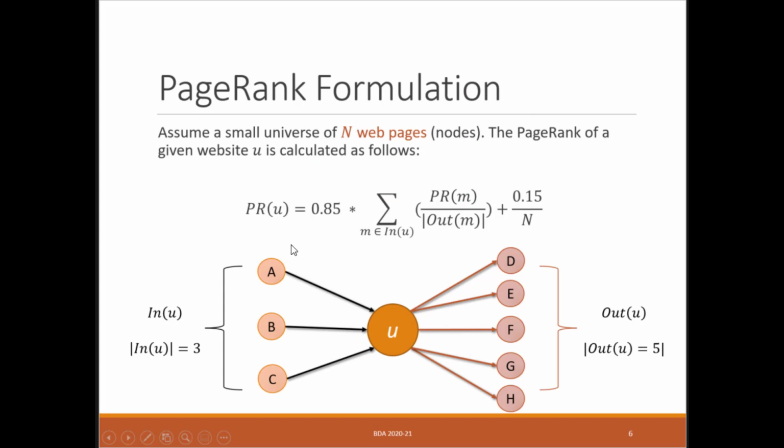For instance, this figure here shows a given node U. In(U) determines a set of three nodes A, B, and C linking to U. Similarly, Out(U) is a set of 5 nodes D, E, F, G, and H. In this example, as shown here, the size or cardinality of the In(U) and Out(U) sets are 3 and 5 respectively.